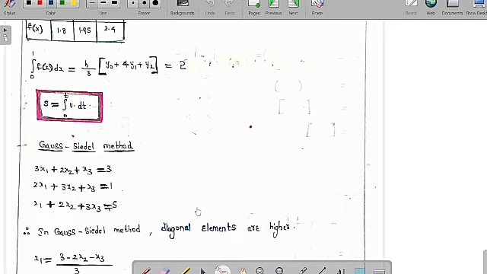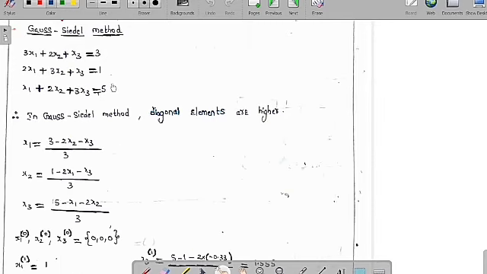So now we are going to solve the equations by using the Gauss-Seidel method. Suppose three equations are given and they ask you to solve them with the help of the Gauss-Seidel method. In the Gauss-Seidel method, the diagonal elements should always be the highest. You have to rearrange the equations in such a manner that all the diagonal elements are dominant. You can see clearly that in each equation the diagonal coefficient is the highest, so all the diagonal elements are dominant.